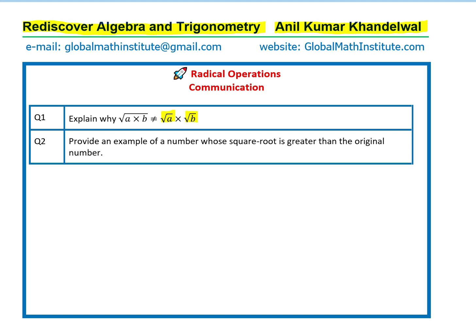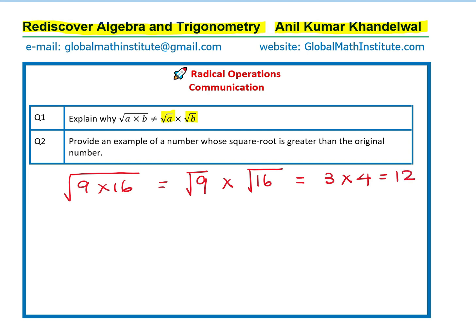If I take very simple numbers, something like square root of 9 times 16, I could rewrite this as square root of 9 times square root of 16. And so I could also write this as 3 times 4, which is 12. There's nothing wrong in this.